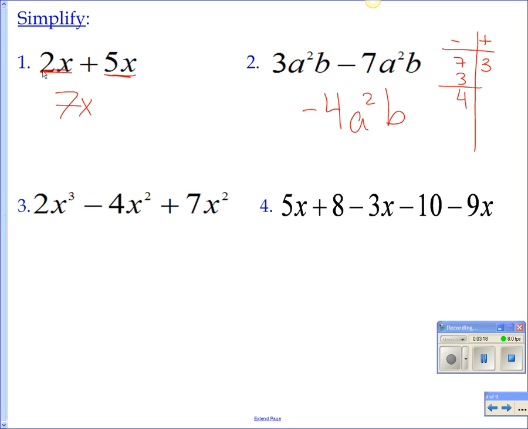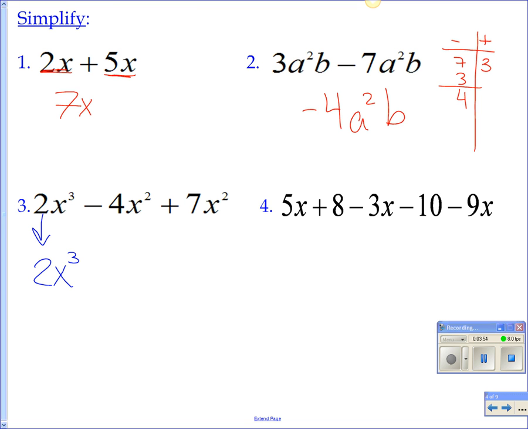2x to the third minus 4x squared plus 7x squared. All right, Louis, what goes with 2x to the third? Do any of those other things go with it? No. So guys, if it doesn't have anything to go with it, you drop it down. 2x to the third. This one's to the third power, and these are to the second. So you can't put them all together. That one drops down. Okay?